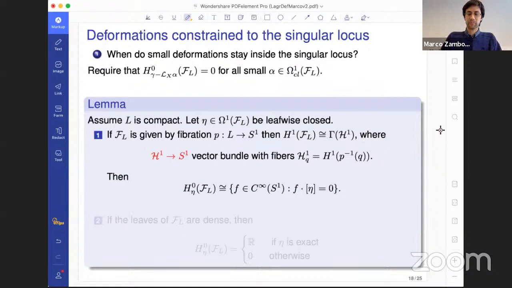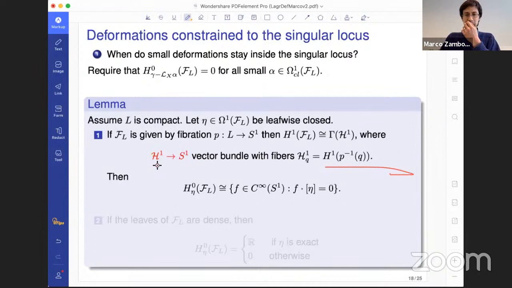So this is probably a bit hard to read. Let me just point out a couple of things. So there are two cases, because I'm assuming that L is compact. The case where the leaves of L are exactly the fibers of a fiber bundle over S1. In that case, it's nice because all leaves look the same. They are the fibers of this fiber bundle. And hence, you can take the usual de Rham cohomology of each leaf, and put them all together. And that will give you a vector bundle over S1, which I denote by curly H.